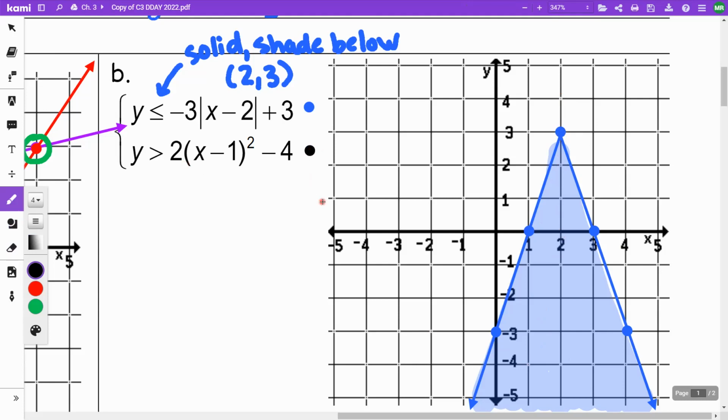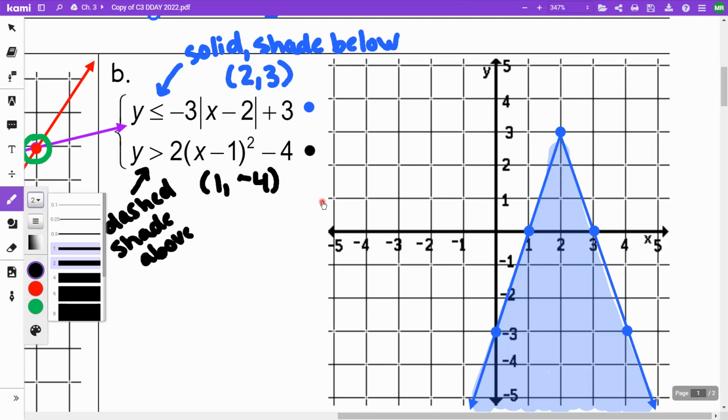Now this one is going to be a parabola, and my vertex is at (1, -4). This is going to be dashed, and it's greater than, so I'm going to shade above. So I am going to go to (1, -4), which is right here.